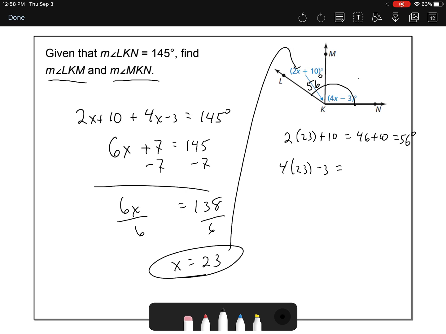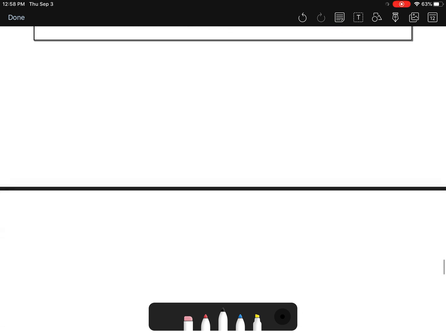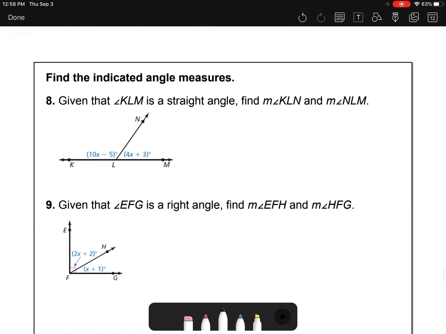4 times 23, let's see, 46, 92. I think that's right, 46 times 2. Can't do the math in my head. Yeah, it's 92 minus 3, so that should be 89 degrees. And is 89 plus 56 145? Yes, it is. So there's the two angles.